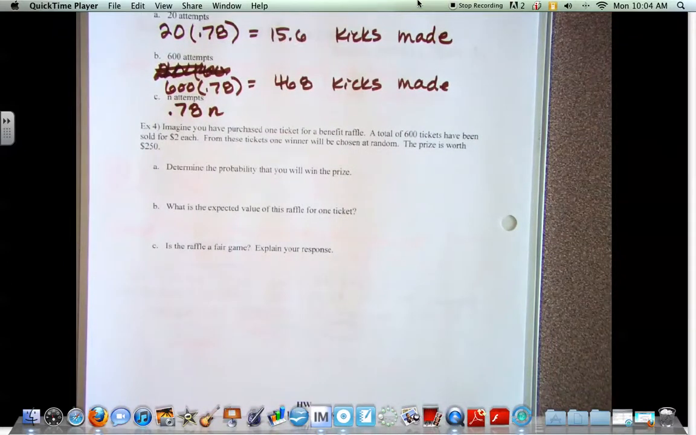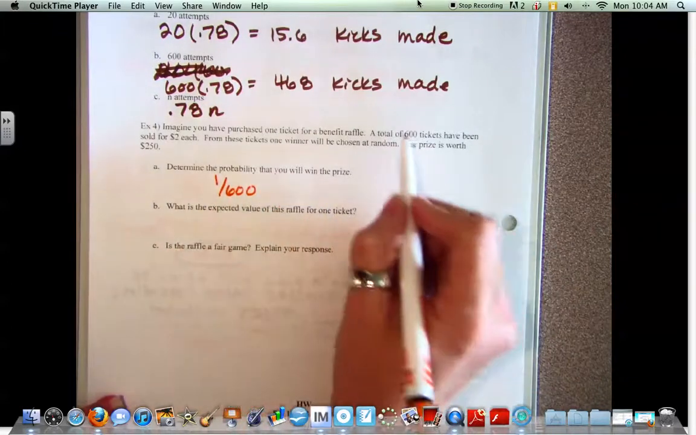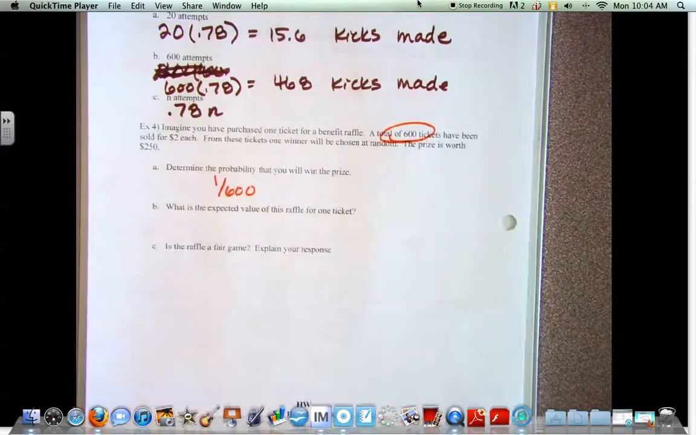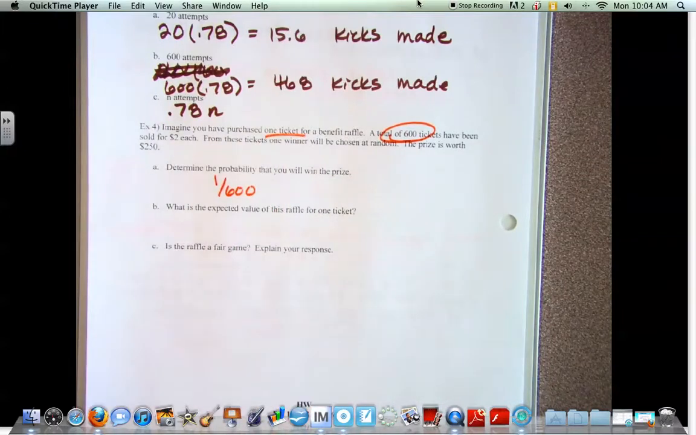Imagine you have purchased one ticket for a benefit raffle. A total of 600 tickets have been sold for $2 each. From these tickets, one winner will be chosen at random. The prize is worth $250. Determine the probability that you will win the prize. If you got one ticket, it's 1 out of 600.